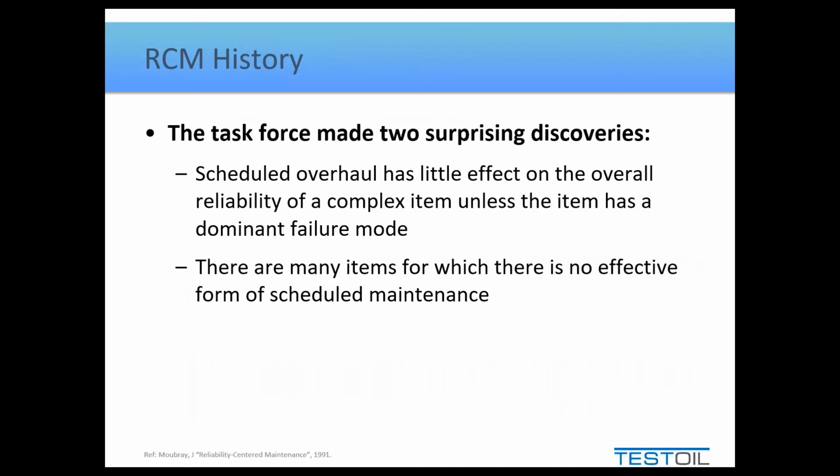So this industry task force group in 1960, they said scheduled overhaul PMs, not very good. And really, unless there was a dominant failure mode, unless there was a constant way it failed, no way to do maintenance in a viable way. The other conclusion they came to was that many things, any form of scheduled maintenance, were not effective.